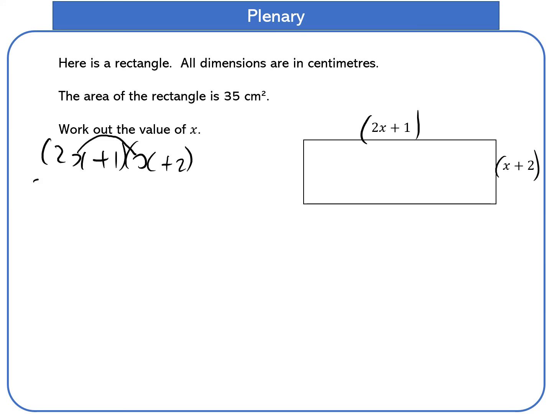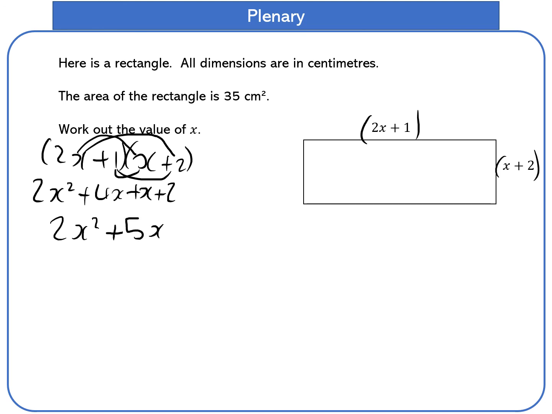2x times x is 2x squared. 2x times 2 is 4x. That's positive. 1 times x is 1x. 1 times 2 is 2. So that's 2x squared plus 5x plus 2. Now we're told that the area is 35. This is because we've multiplied these together, that's an expression for the area, so this must equal 35.